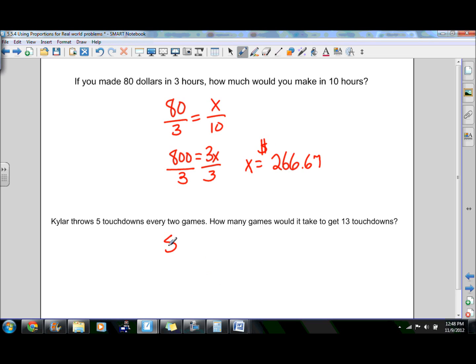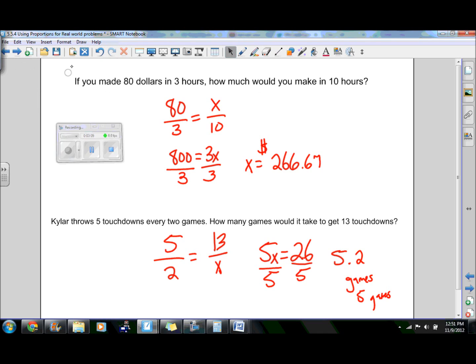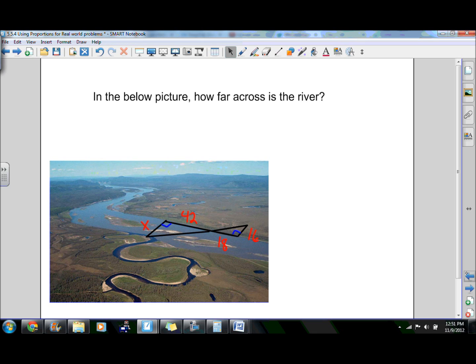Here on the bottom, 5 touchdowns over 2 games is equal to 13 touchdowns over x. So I get 5x equals 26. I divide by 5. Alrighty, so here I should have gotten 5.2 for our answer, or 5.2 games. Well, more specifically, 5 games. Alrighty, so I want you to try this one on your own here.